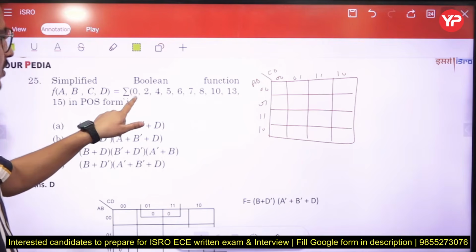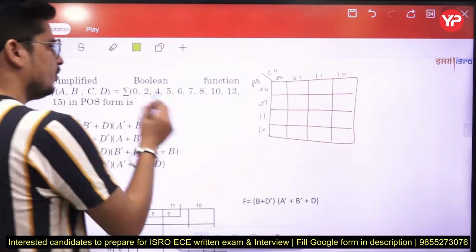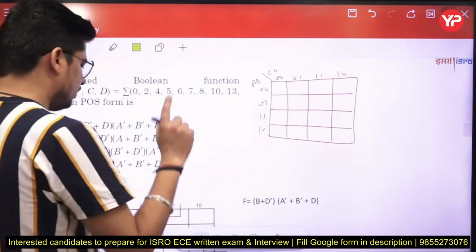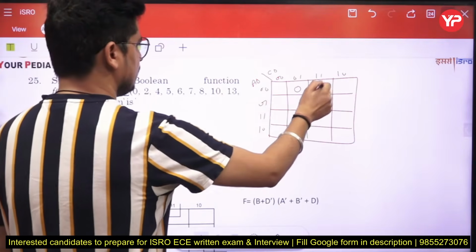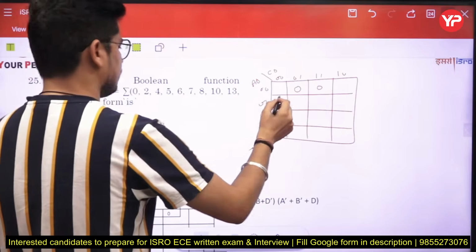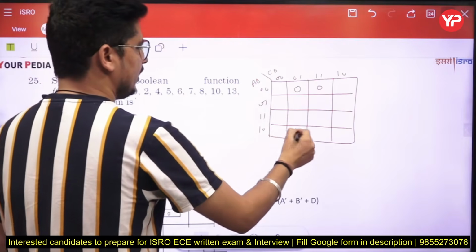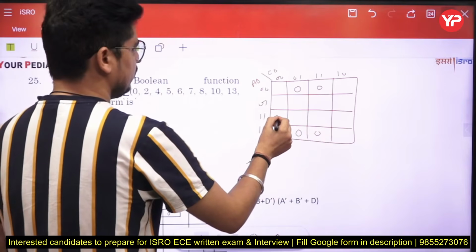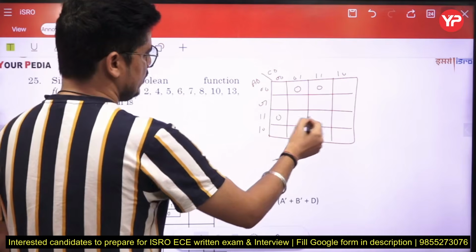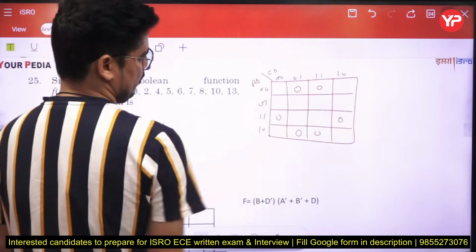So max terms are those which are not available in your min terms form. So we are not putting the 1s, we are only putting the zeros. Then 2, it means here 0, then 2, then 3, 3 is 0, 4, 5, 6, 7, yeah, and 8, 9 and 10 is 0, 9, 10, 11 is 0, then 12 is 0, 13 is available, 14 is 0, 15 is available, like this.